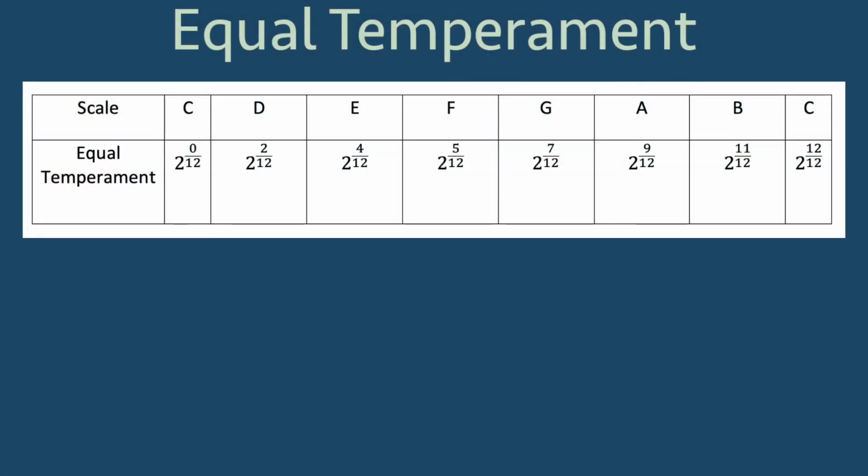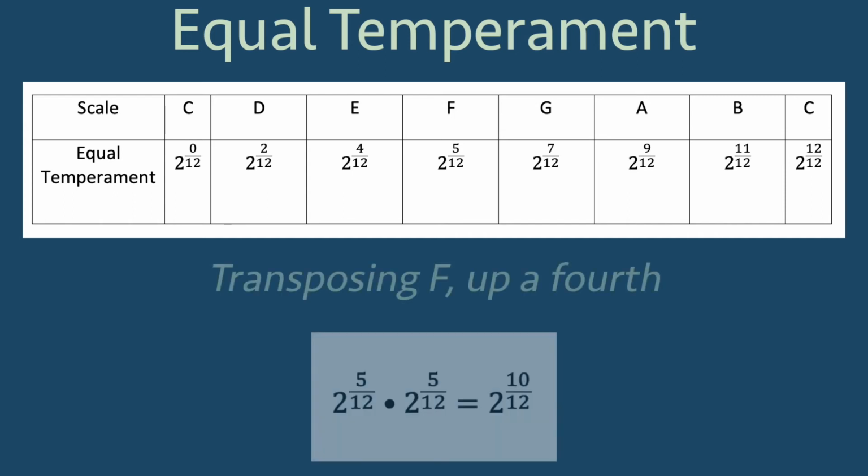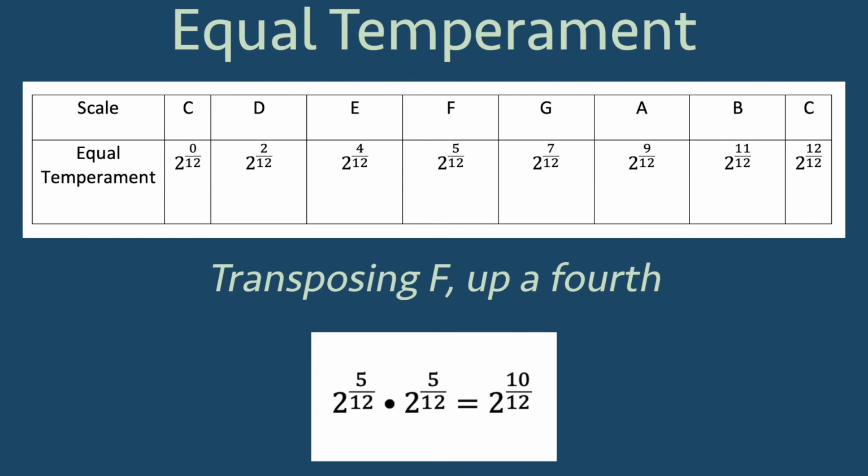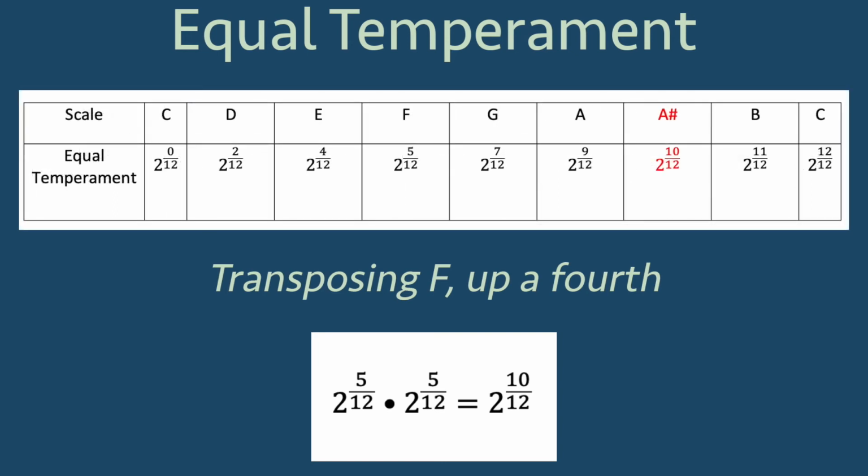To the classically trained ear, equal temperament can be difficult to listen to, but it is with this scale that we can transpose. Let's see that with the same example I used before, transposing F up a fourth. To do this, we have to notice that a fourth in this scale is the interval 2 to the 5/12 power to 1. What we get after transposing is 2 to the 5/12 times 2 to the 5/12 equals 2 to the 10/12. This is a new note, again called A sharp, and it is between A and B.